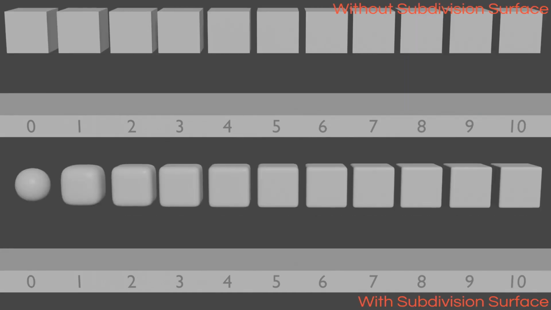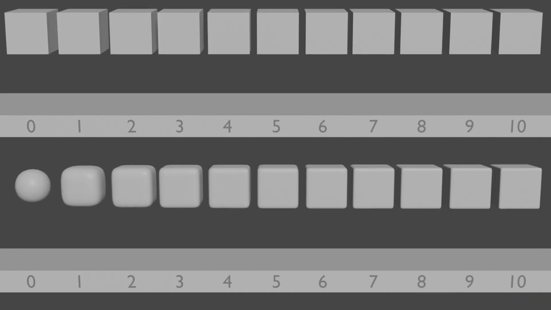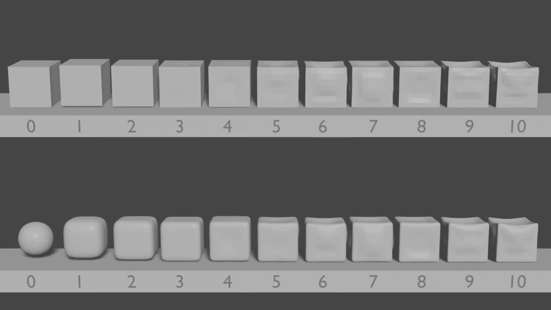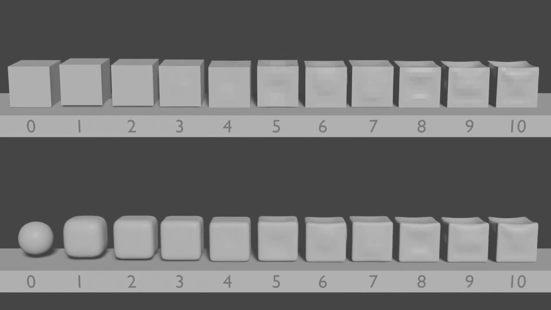Subdivision also affects softbody physics. You can add more subdivision to an object to add more detail, but adding subdivisions brings those virtual connections closer to each other and affects results. Also, after some point, adding more subdivisions doesn't do anything but slow down the simulation.